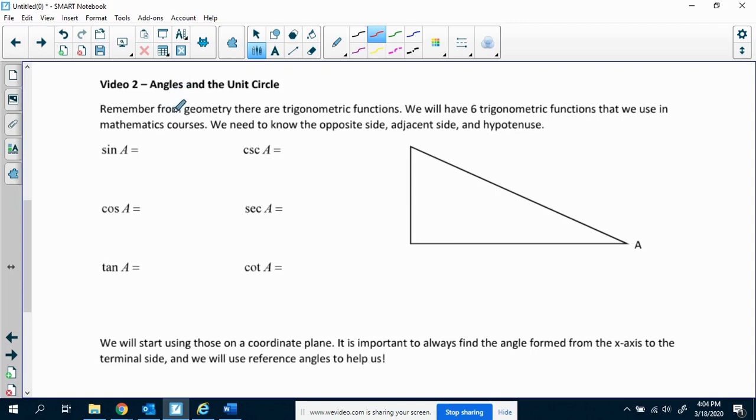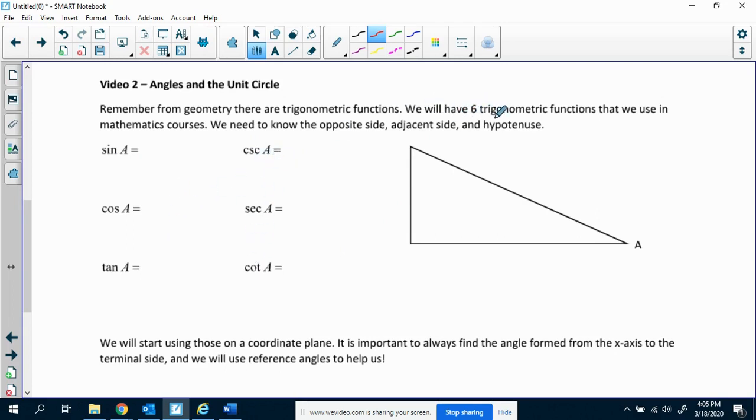This is our second video. This one is on angles and trigonometric functions. Remember from geometry that we have trigonometric functions. You learned about sine, cosine, and tangent, and you might have touched on cosecant, secant, and cotangent a little bit, but we're going to talk about them a lot more in depth this year.